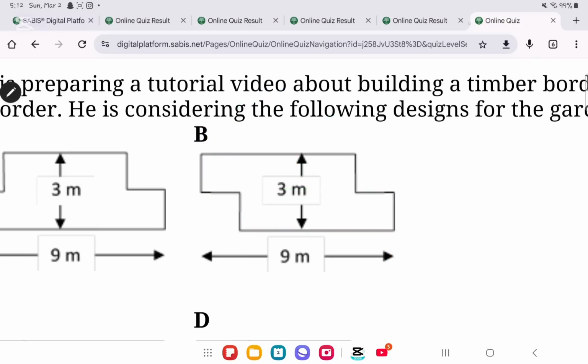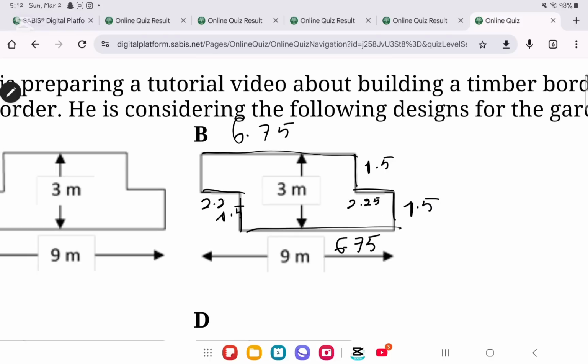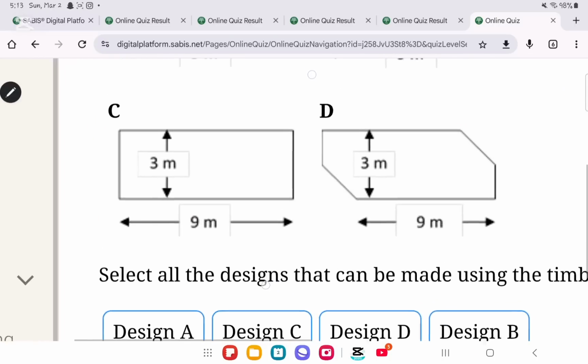Let me just clear it out and draw for you that this is 6.75. This is 1.5, this is 2.25, this is 1.5, this is 6.75, this is 1.5, and this is 2.25 and 1.5. So you add them all together, 6.75 plus 1.5 plus 2.25 plus 1.5 plus 6.75 plus 1.5 plus 2.25 plus 1.5, and you are going to get the total perimeter to be 24 meters, and this is exactly what we need. So B is another option.